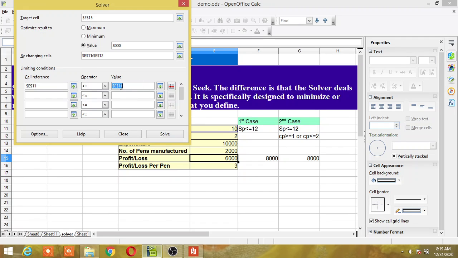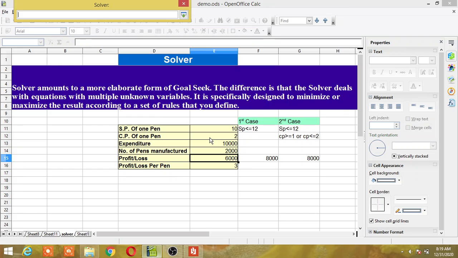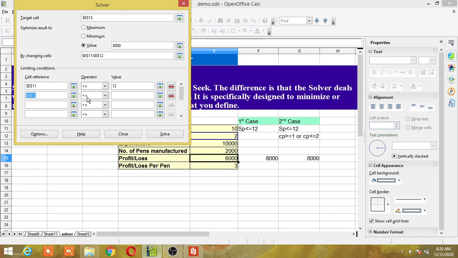Now it should be less than or equal to 12 rupees. So I can mention here 12 rupees. That means do not go beyond 12 rupees. Now click on this and then I'm going to give another condition for my cost price. I'll select this cell, and then I'll give the condition it should be less than or equal to 2 rupees. That means I cannot increase the manufacturing price beyond 2.